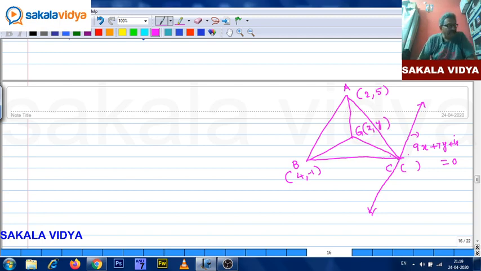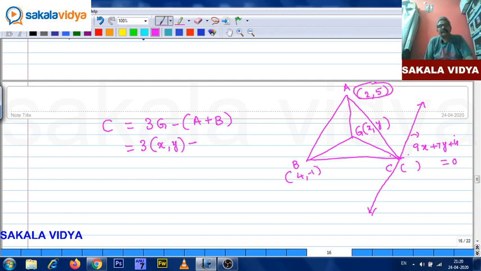One thing you remember: whenever two vertices and the centroid are given, the third vertex we can find using this simple formula, C is equal to 3 times the centroid minus the sum of the given vertices. This you remember as a shortcut. So, 3 times G, that means 3 of x comma y, treated as a 1 by 2 matrix, minus the sum of these 2 vertices, 2 plus 4 is 6 comma 4. We can write now 3x minus 6 comma 3y minus 4. This is the vertex C, but it lies on this line.